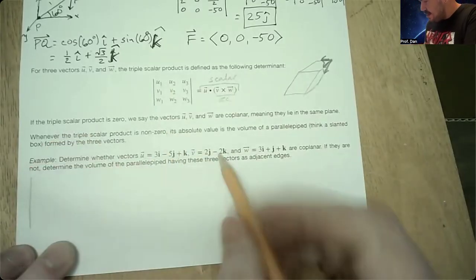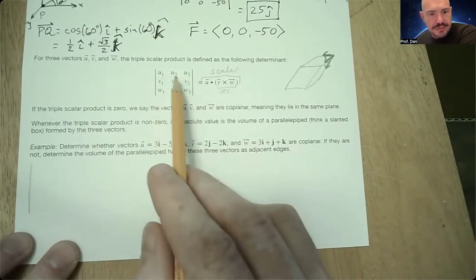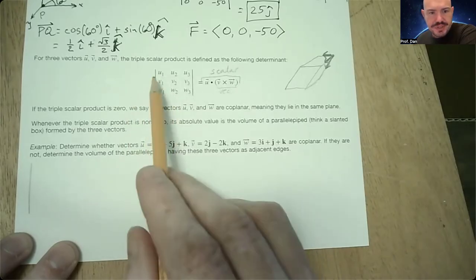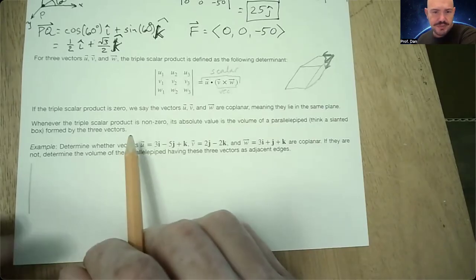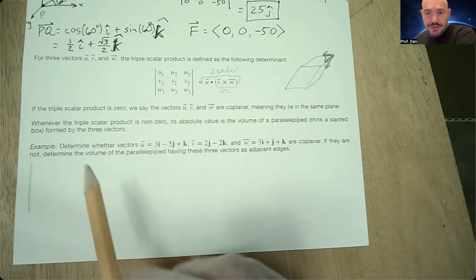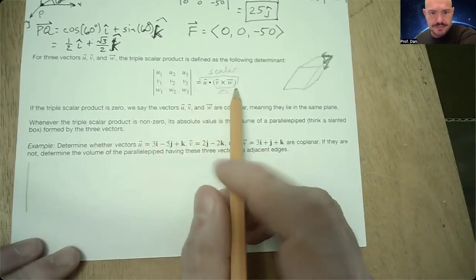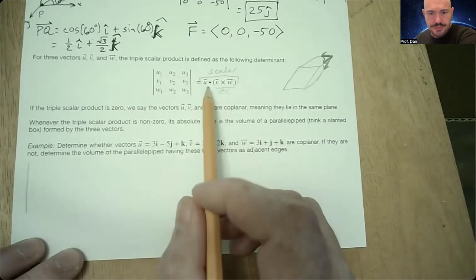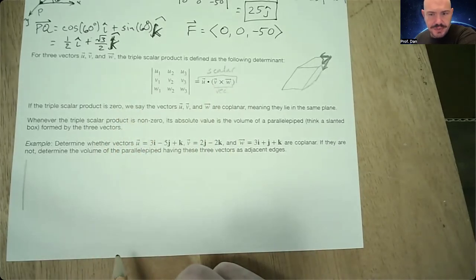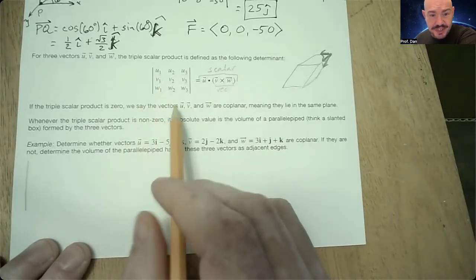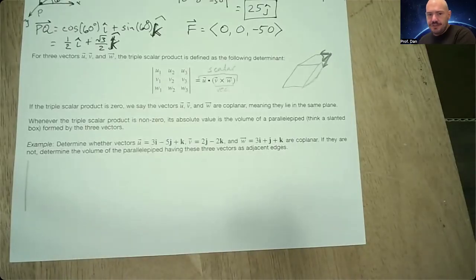One way we could set this up is by just listing the components of the vectors like this and finding a 3x3 determinant. That's the quickest, in my opinion, the easiest way to do it. You also could find the cross product V cross W and then do the dot product of U with that cross product. But that sounds like a lot of work. I feel like it's easier to just set this determinant up and find the determinant, since that's equivalent to just finding a cross product.